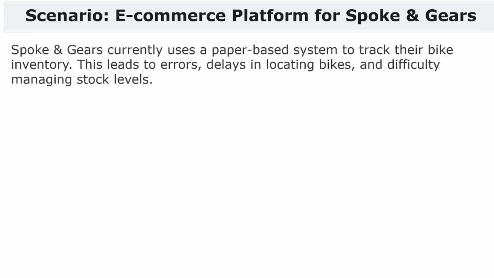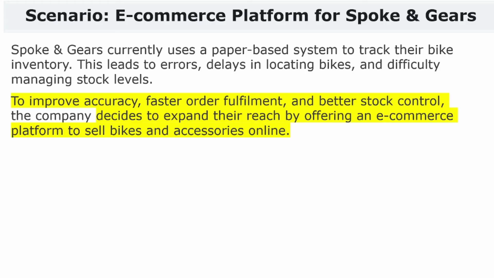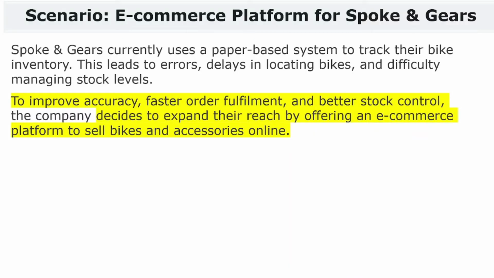These people are into bikes, and they realize that the way they do inventory is giving them a lot of issues. They have some delays allocating bikes and difficulty in managing stock levels. So because of that, they want a bigger or a better system or platform that allows them to rectify these errors that they have identified. So in doing that, they want to come up with an e-commerce platform to sell bikes and other accessories online.